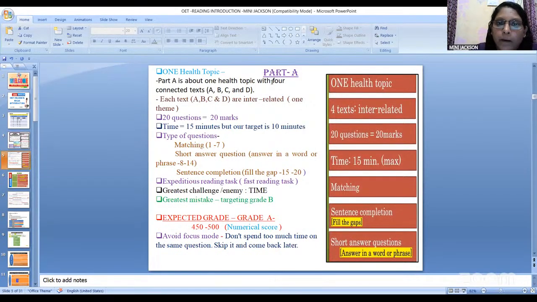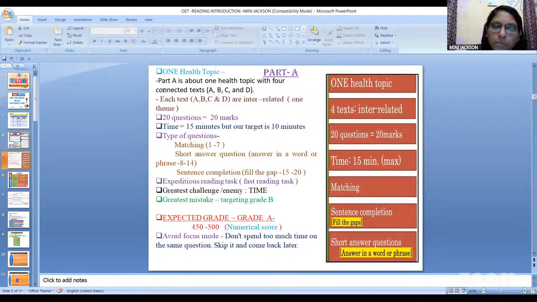Then see part A, where there is one health topic. Part A is about one health topic with four connected texts, A, B, C, and D. Each text, A, B, C, D, will be interrelated with one topic. How will it be?